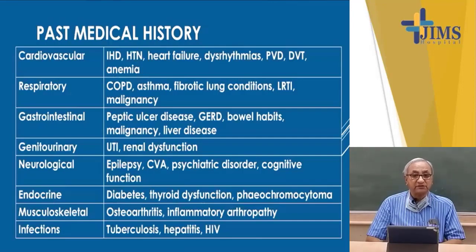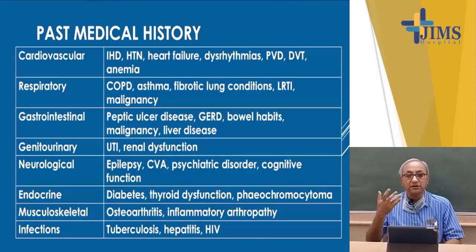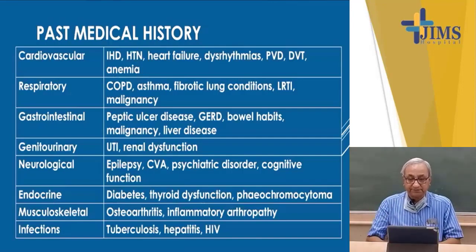In the gastrointestinal system, you can have peptic ulcers, GERD. You know what is GERD? GERD is gastroesophageal reflux disorder. When there is, from the stomach, food comes out into the esophagus. The bowel habits of the patient, malignancy of the GI tract, and of course liver diseases. In the genitourinary system, you can have urinary tract infection or kidney dysfunction.